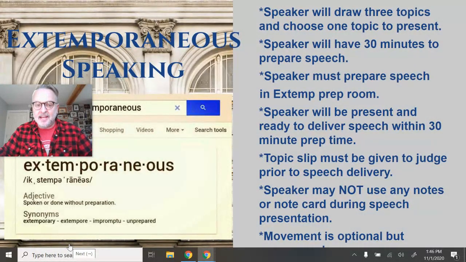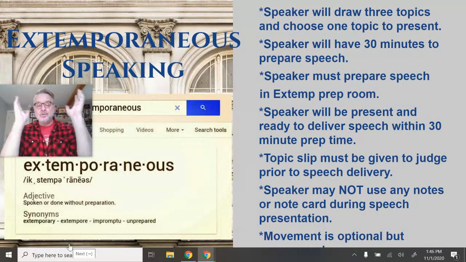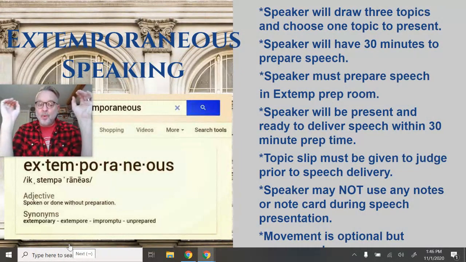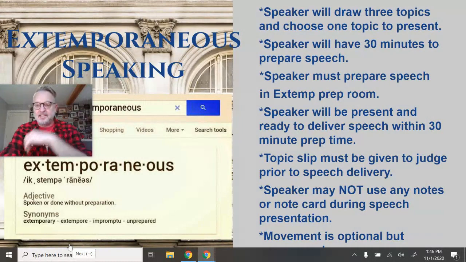It is two different styles. There is US extemp, or domestic extemp, and then there's international extemp, which is IX. If you're new to this, we normally put you into the US extemp because it's easier for you to navigate until you get your bearings. And then we move you into the international realm.